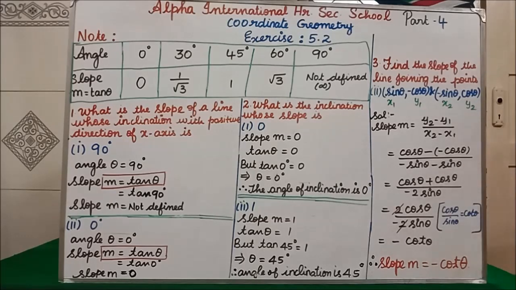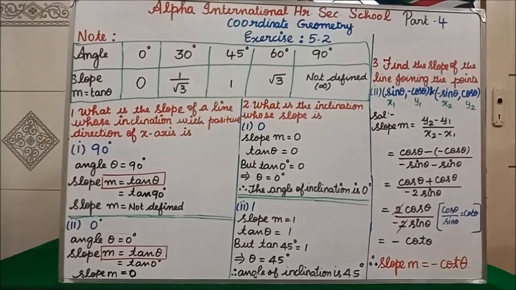So 2 will get cancelled. In trigonometry we have one formula: cos theta divided by sin theta is cot theta, C-O-T theta. Clear? So the answer is minus cot theta. Therefore slope m is equal to minus cot theta is our answer. The third question, first subdivision, you are going to do as homework. Students, clear on these 3 questions?